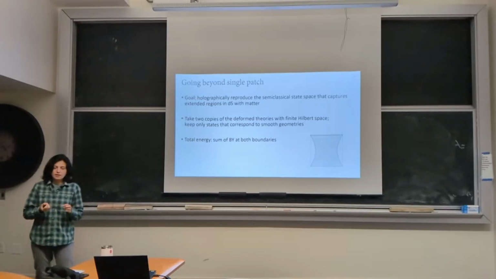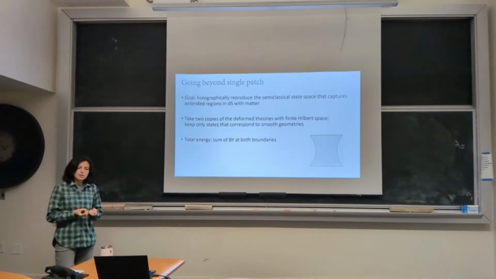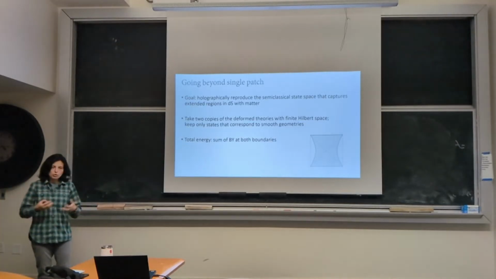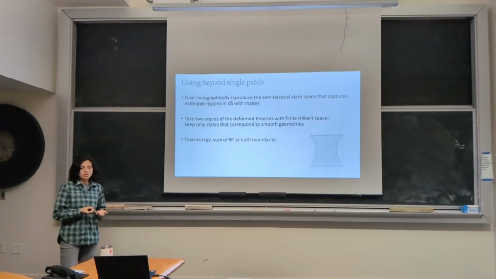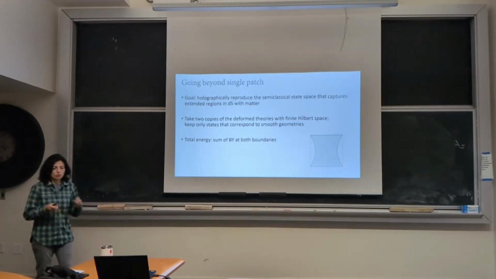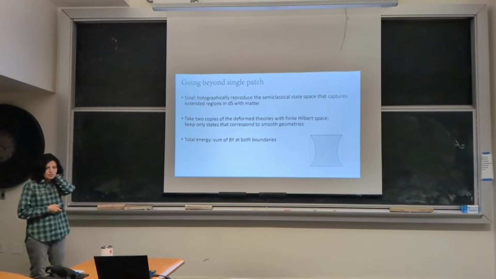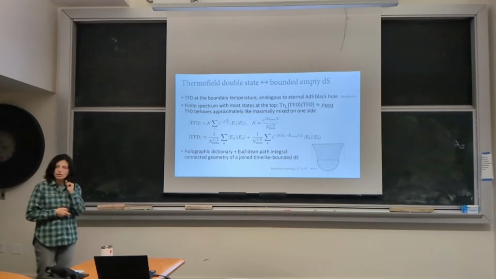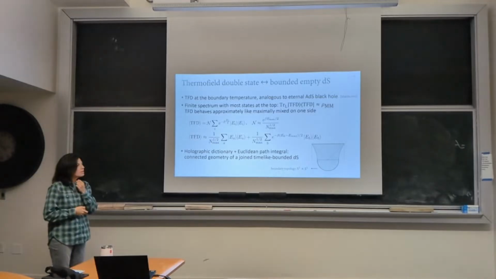The idea is to take, for now, two copies of these theories that have finite Hilbert spaces and join them such that the semi-classical state on the bulk is a smooth geometry. The total energy is the sum of the two Hamiltonians that match the sum of the energies at the two boundaries. One specific state that we can build by taking two copies is the thermofield double state, and that corresponds to empty de Sitter space.